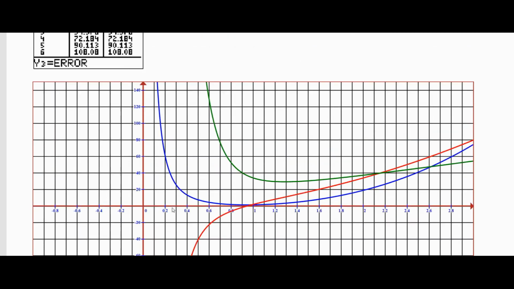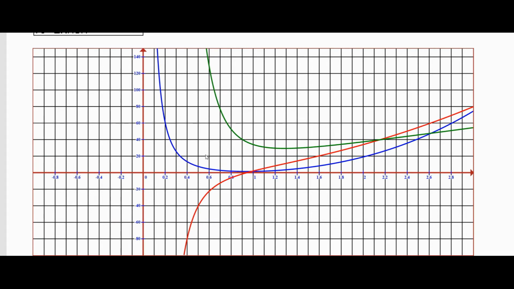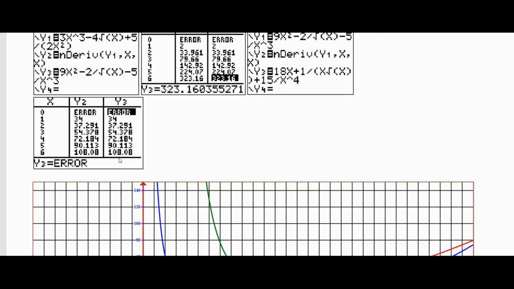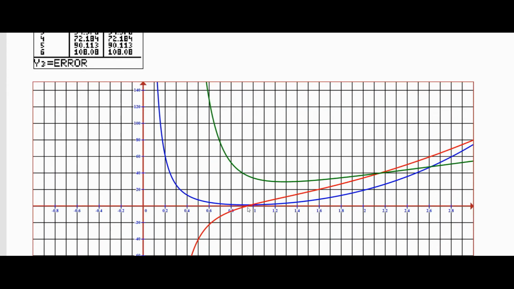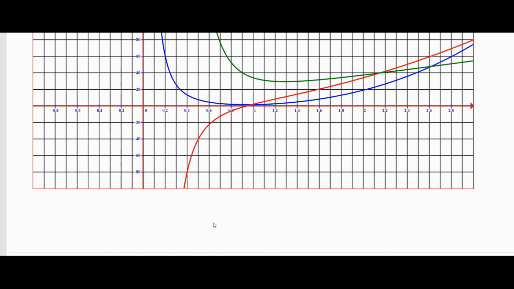Here are the graphs. The original function is in blue, the first derivative is in red, and the second derivative is in green. Notice that the first derivative is 0 only one time at one place there, and that's where the original function has a minimum. The first derivative is increasing everywhere, so the second derivative is always positive, and the original function is always concave up.